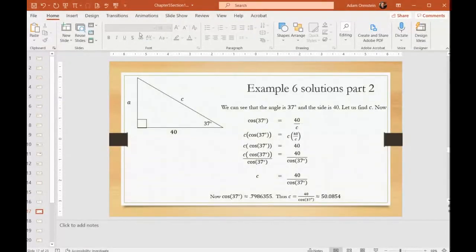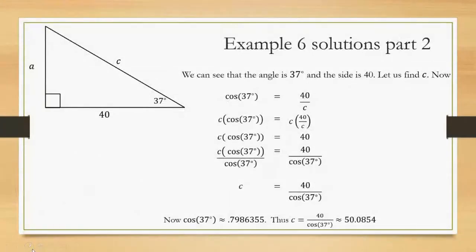Cosine of 37 degrees. Again, that's equal to the adjacent, which is 40, divided by the hypotenuse, which is C in this case. Okay? So that's what happens here. That's good. Adjacent over hypotenuse. Okay, so we get this, and really that's the hard part, because now you just have to solve for the unknown, which is C. So this is what I did.